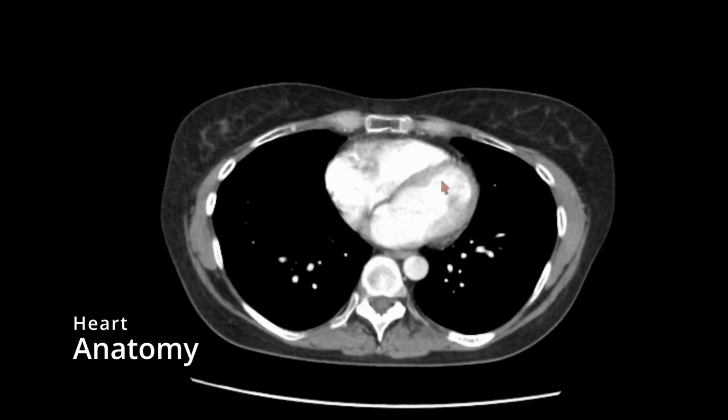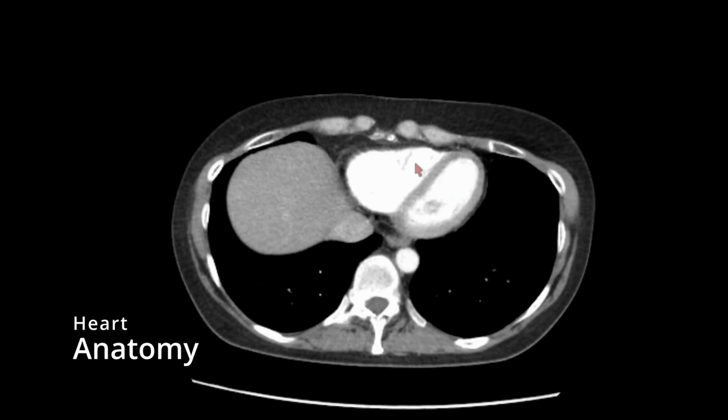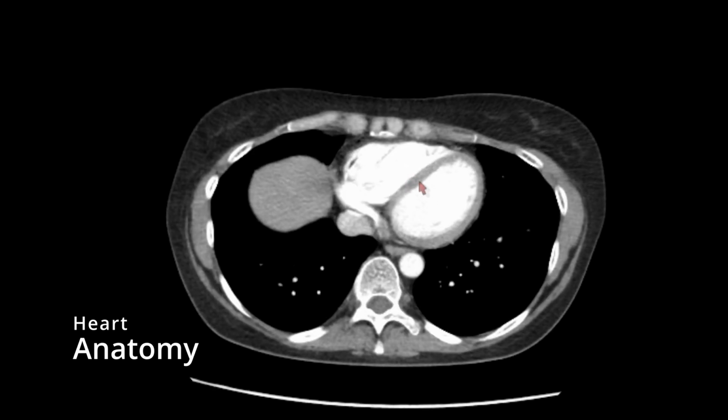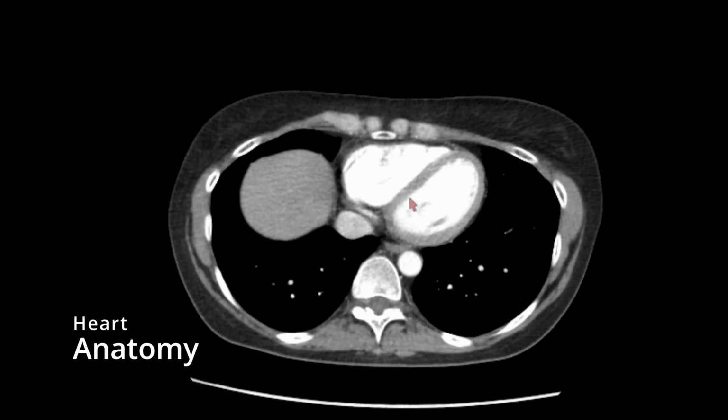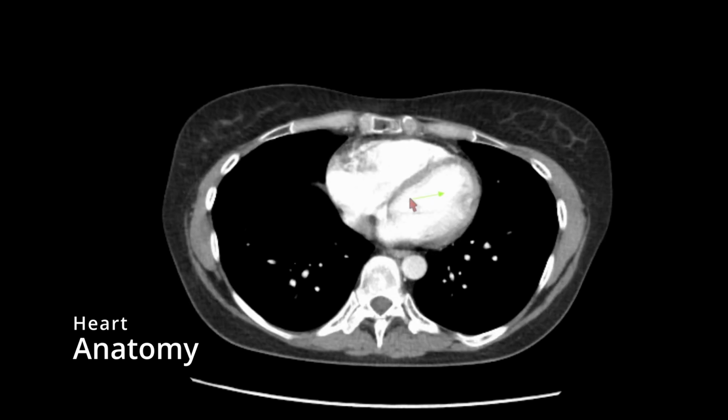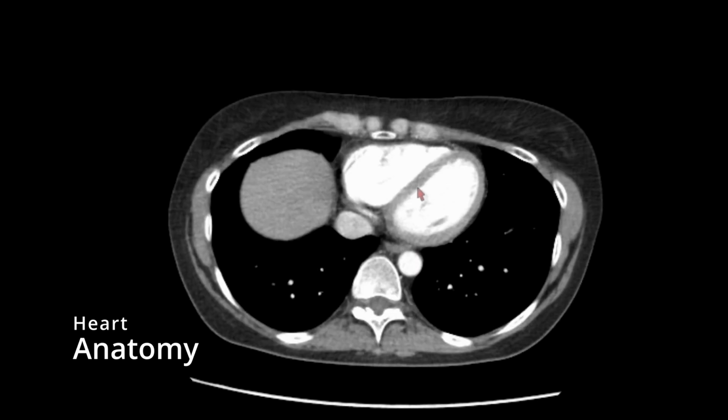Now let's focus on the heart and the anatomy of the heart. The heart sits within the mediastinum, and understanding its anatomy is crucial when interpreting a chest CT scan. We'll cover some key structures of the heart visible on a CT scan.